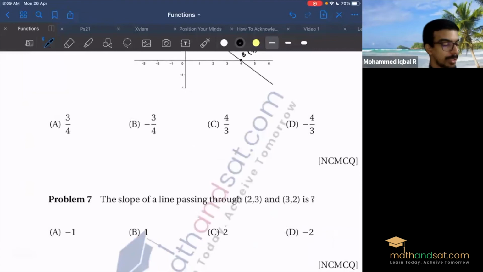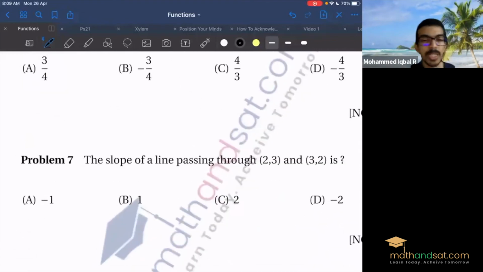Now, the graph is not given, but instead 2 points on the graph are given: (2, 3) and (3, 2). What is the slope? Can you tell me what will be the slope of the line passing through (2, 3) and (3, 2)?